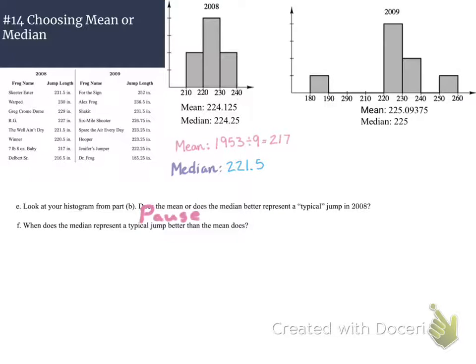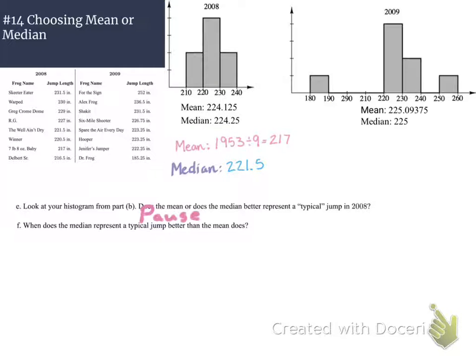If I was looking at that data, I would say, you know what? The median of 221 is a more typical jump, just because there were more frogs that jumped in that zone or in that range. 217 is not as good of a measure, because if you're looking at the graph, there's not as many frogs that jumped that typical length.